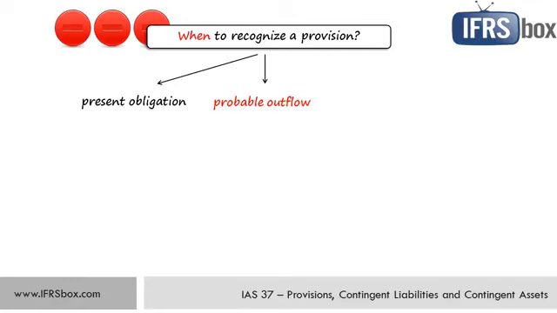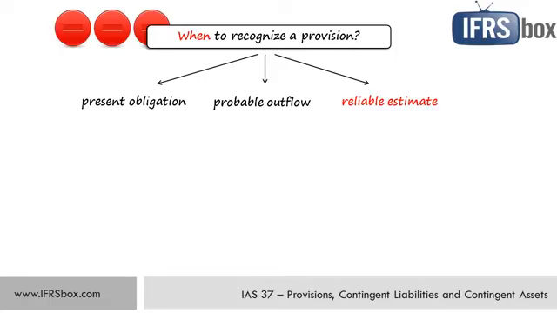When probability is less than 50%, in other words, it means that the outflow is just possible, and then the company would probably disclose just the contingent liability, or even nothing if the probability of outflow is remote. Number three, there must be a reliable estimate of the outflow of economic benefits that is required to settle the obligation. In extremely rare cases, when no reliable estimate can be made, the liability exists, but it cannot be recognized.